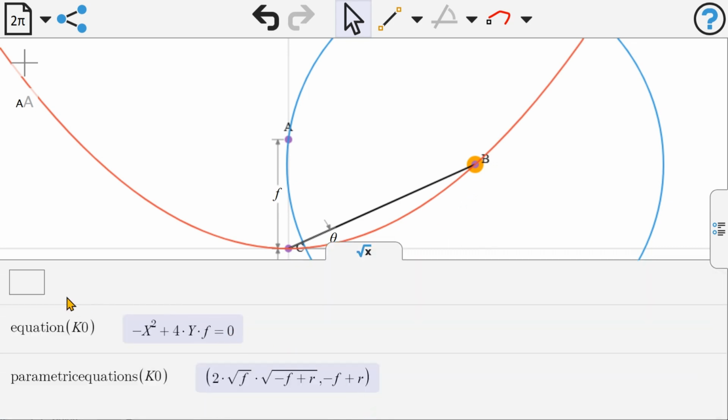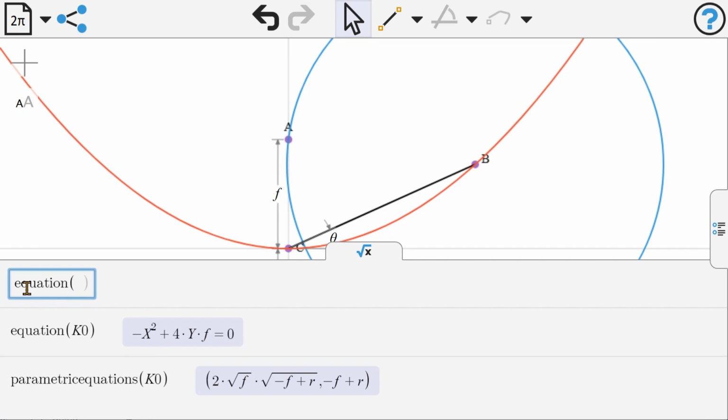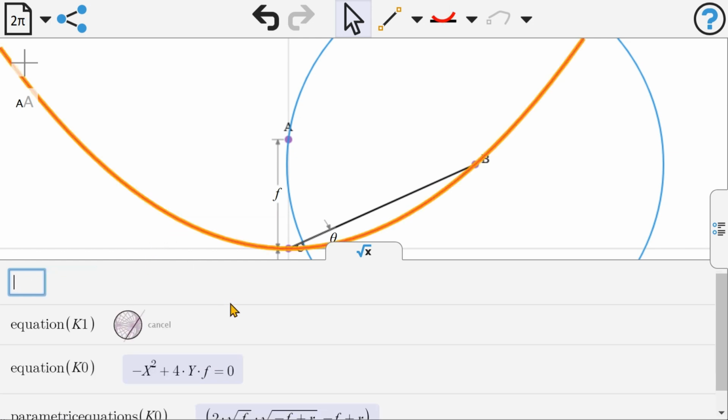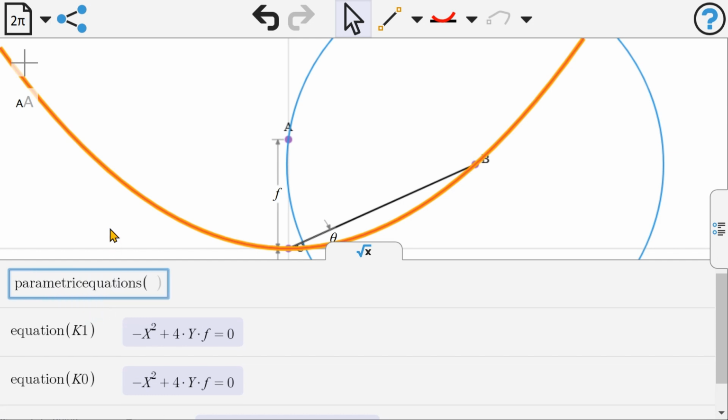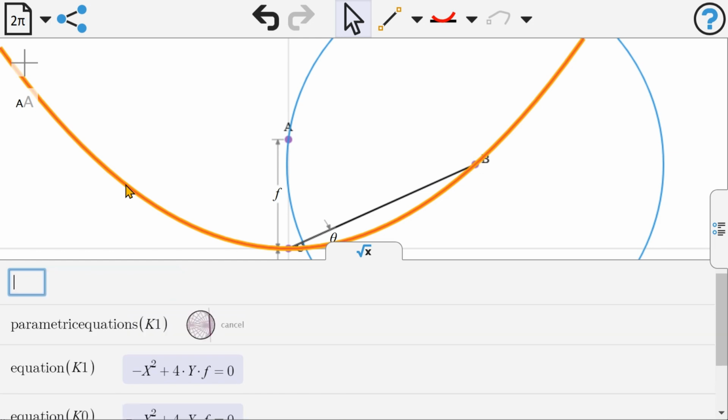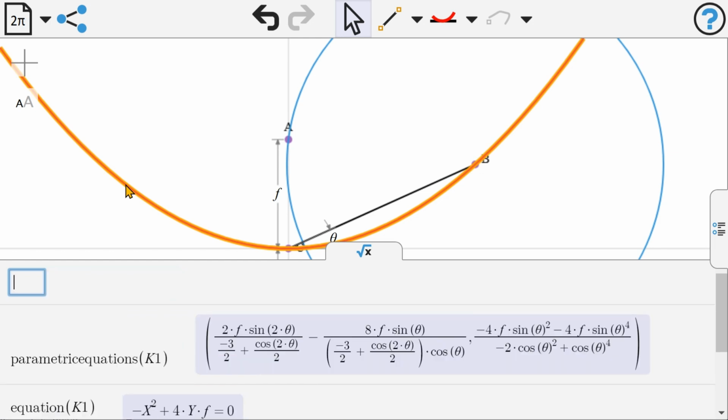We'll look at, first of all, the implicit equation. Not k naught this time. It's actually going to be a new curve k1. But we see the new curve has the same implicit equation. The parametric equations, however, are quite different. They're going to be expressed in terms of the angle theta and be somewhat more complicated.